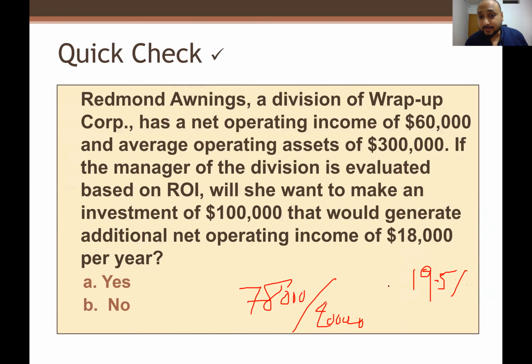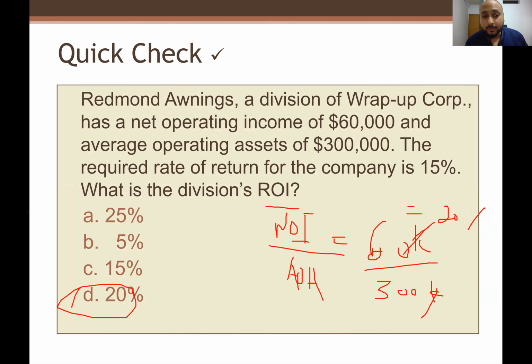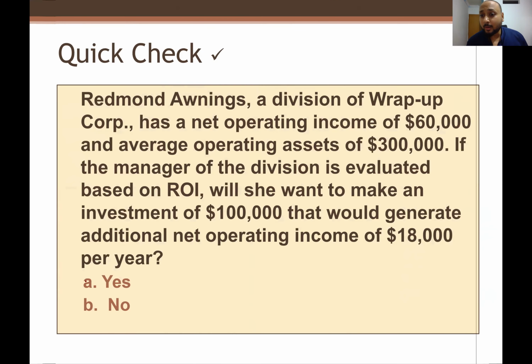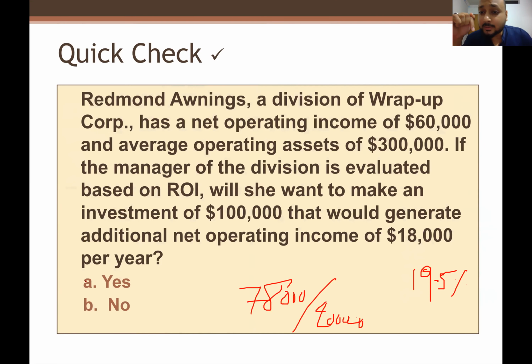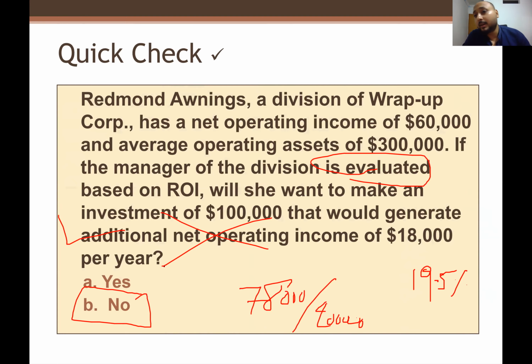In our previous example, ROI was 20%, and now ROI has decreased to 19.5%. So if her division's performance is evaluated based on ROI, she will not make investment in this operating asset. She will reject it. Why? Because her performance will go down.